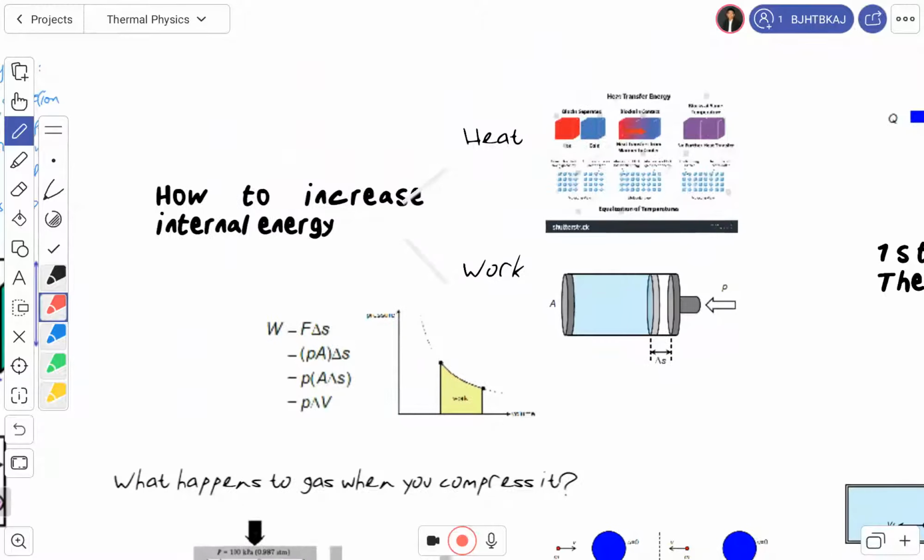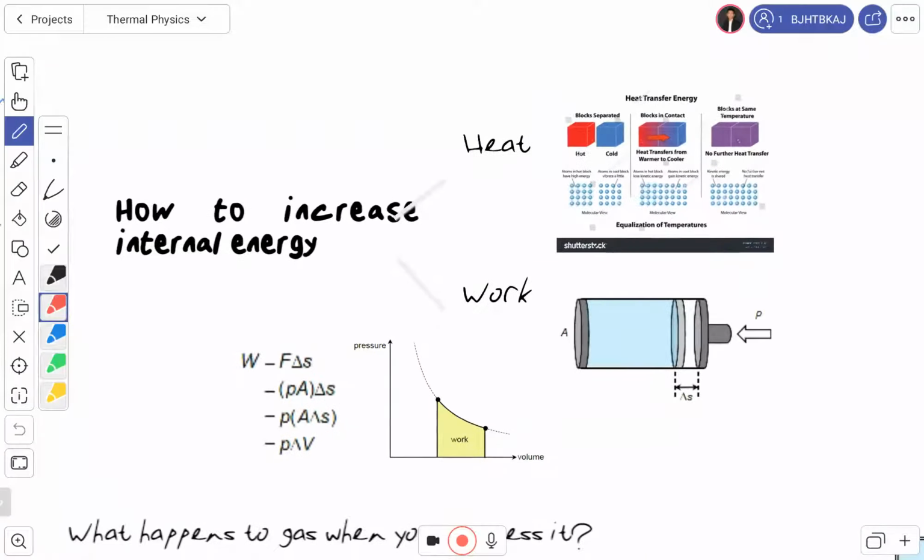Now we understood what is meant by the internal energy of a system. We want to ask this question: how could we increase the internal energy? The short answer is, there are two ways. First way, you can heat it up.